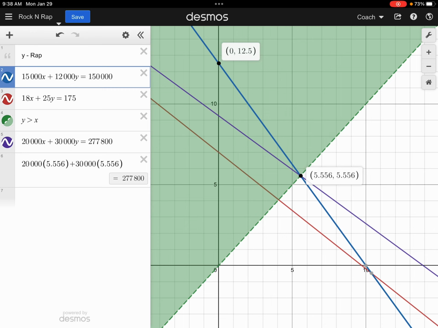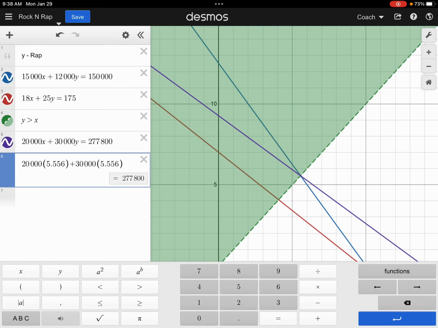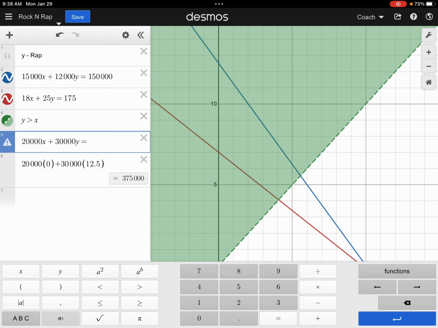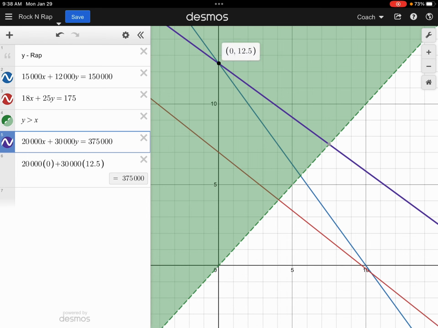So let's try the next highest point, right, in our region. So 0 rock albums and 12.5 rap albums. Okay, and we're going to try to see what that would give us. So we've got to plug that in. 0 and 12.5. Yeah, and that gives us $375,000 in profit. And let's see what that does. And that actually goes through that point, right?